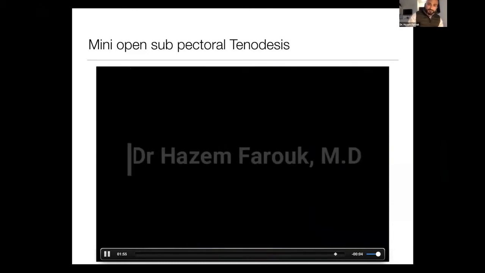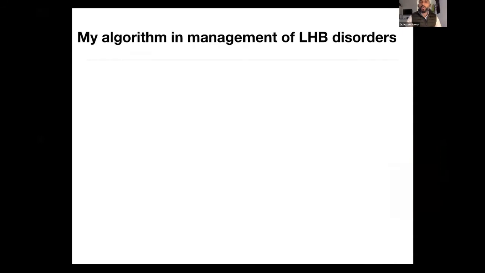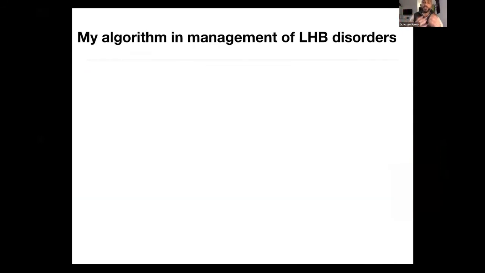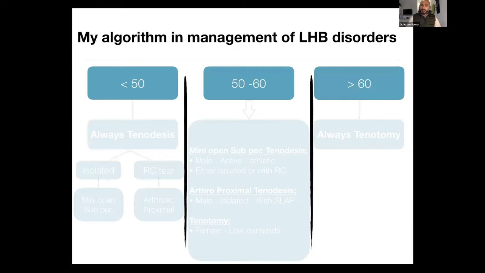tightened it. So what is my algorithm in management? What do I do actually? When do I do a tenodesis? My philosophy, my approach, despite the fact that it's not really this algorithm, not supported by literature, it's out of my experience. And I'm yet to collect the data for a large group of patients, comparing between the two in a randomized controlled trial as well. But this is just a philosophy and not based on numbers or results.